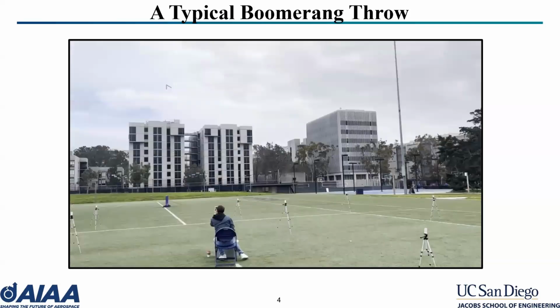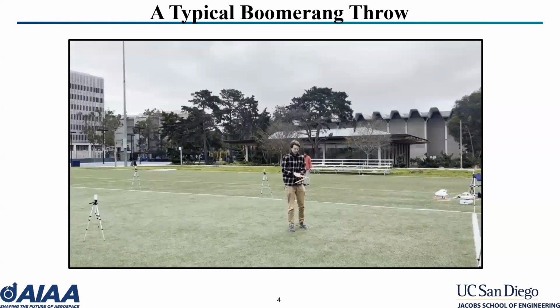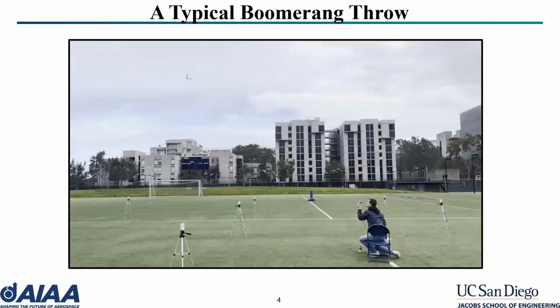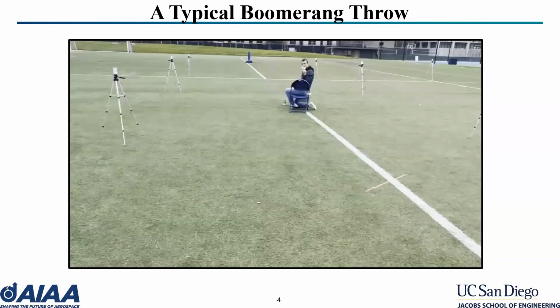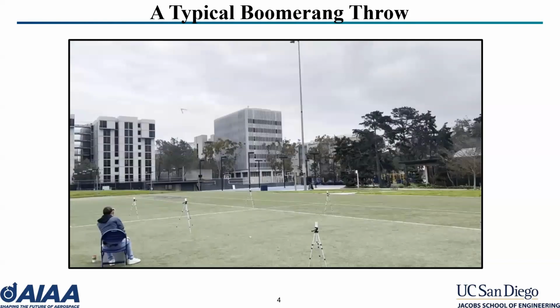In this video, you can see a typical throw of a boomerang thrown by me. As you can see, the boomerang is thrown nearly vertically with both rotational and translational speed. After making a loop, it returns almost horizontal. This is a particularly good throw since I didn't have to move at all to catch it.